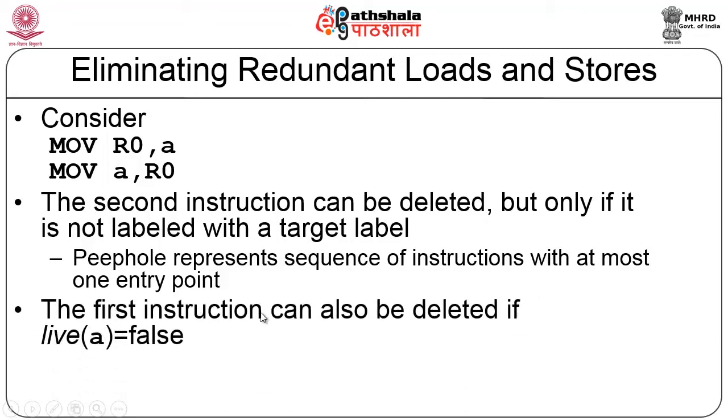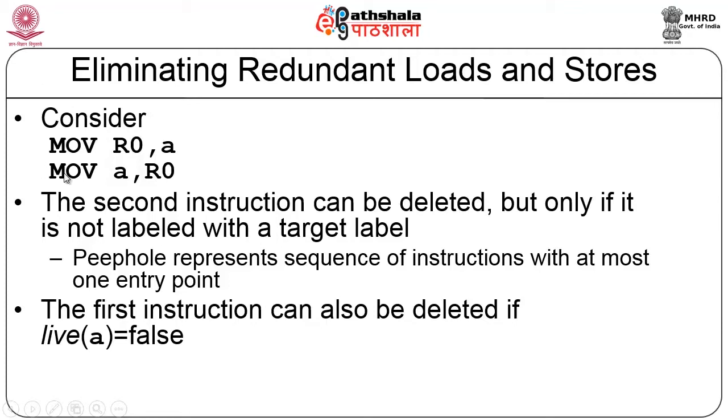Now, the first instruction can also be deleted if live of A is equal to false. We already said in one of the modules that we will have the liveness information of all the variables. If A is not going to be used, then the first instruction could also be deleted. I can simply keep the value in register R0 itself, since R0 has the computed value of A, so I can get rid of both the instructions and use R0 wherever A has to be used later.